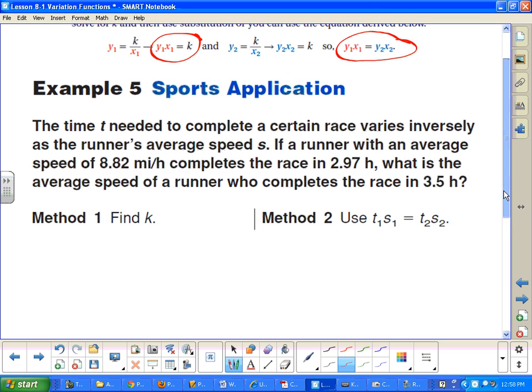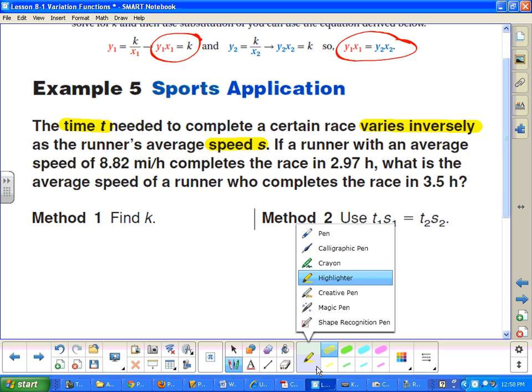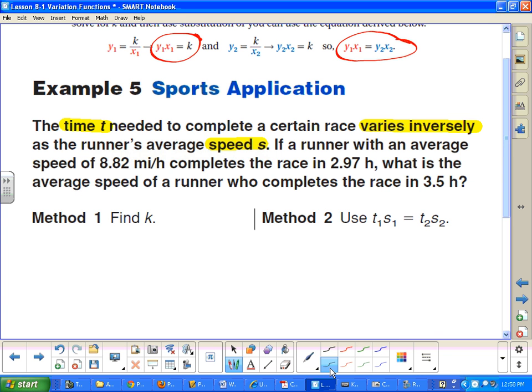So here, the time needed to complete a certain race varies inversely as the runner's average speed s. So here we go. There's the first thing I'm looking for. It says varies inversely. Time to speed. So when I set it up, I have that time is equal to k over s.